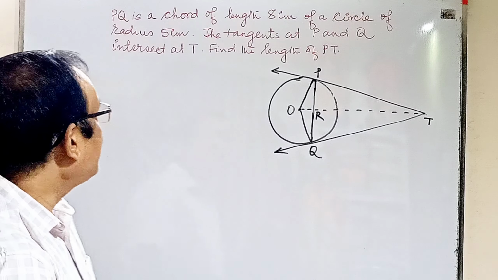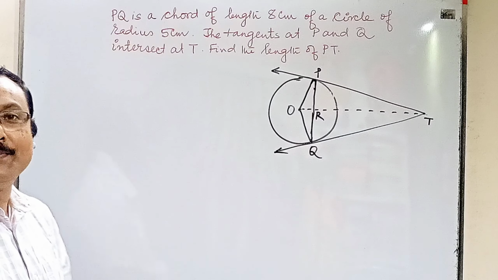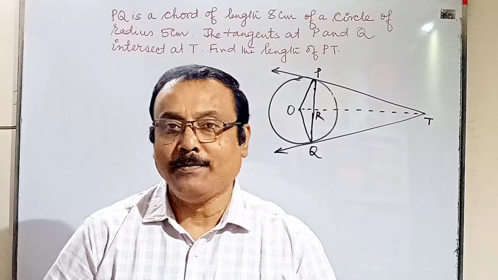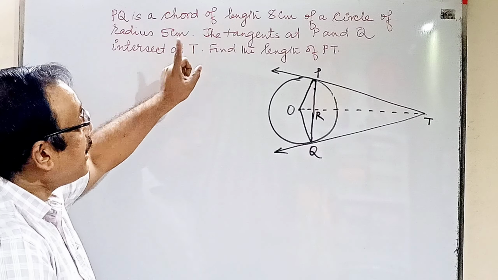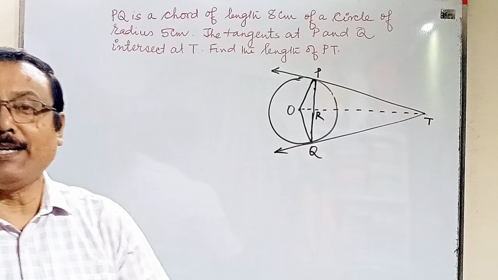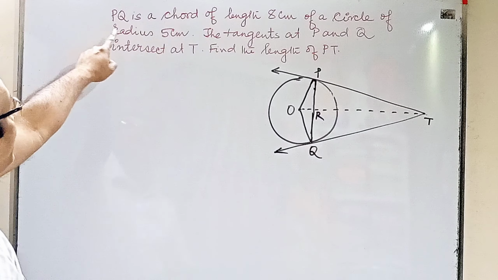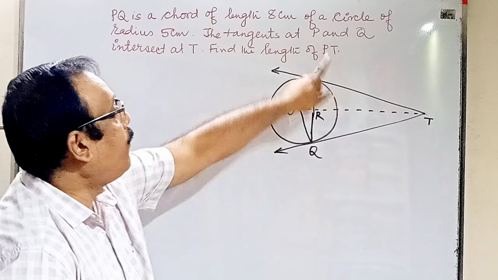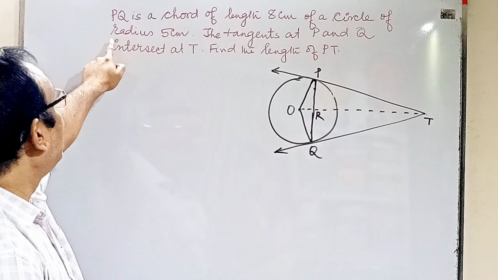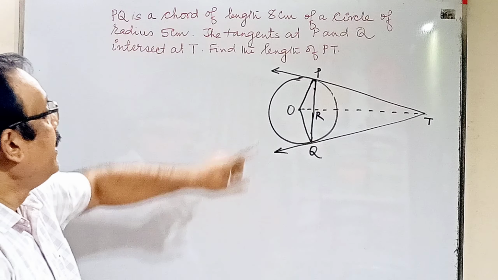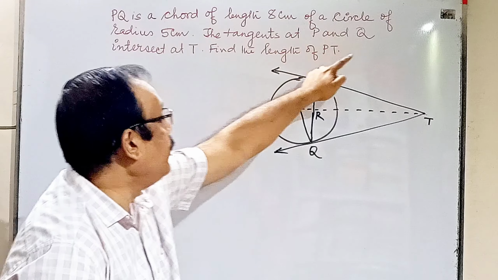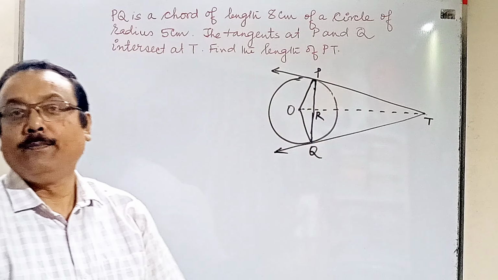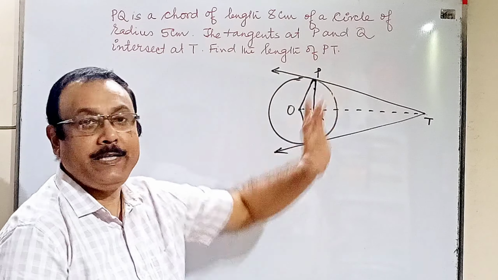Our today's question is this one. Now, if you look at the question, then it looks to be a question of circle. But this is actually a combination of circle and similar triangles. We'll see. The question is, PQ is a chord of length 8 centimeter of a circle of radius 5 centimeter. The tangents at P and Q intersect at T. Find the length of PT.